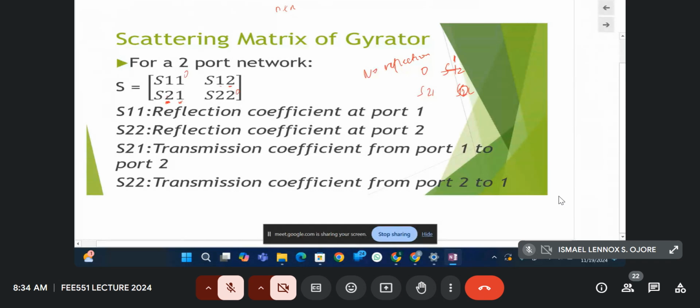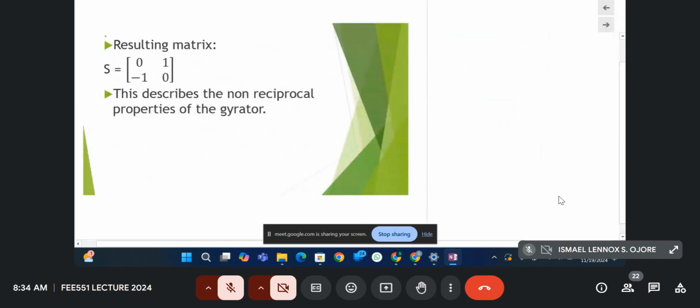Then you feed a signal at port 1. What is the behavior at port 2? It will be rotated by 180 degrees. Therefore, when you do this, you'll find it is -1. So our matrix now becomes 0, 0, 1, and -1, which definitely describes the non-reciprocal properties of the gyrator.